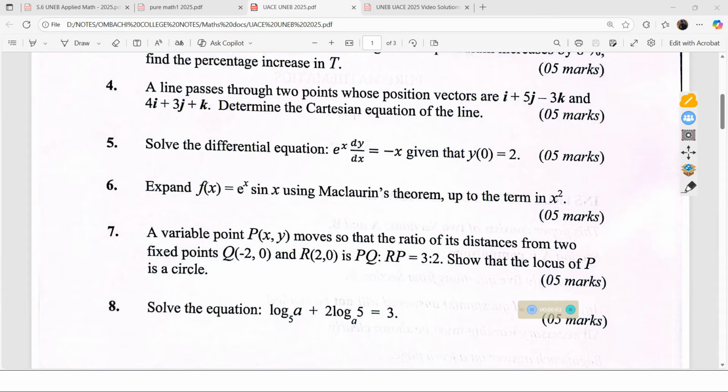So let us look at question number 5. It says solve the differential equation e^x dy/dx = -x, and we are given that y(0) = 2. So we shall look at the solution. We are told that e^x dy/dx = -x.